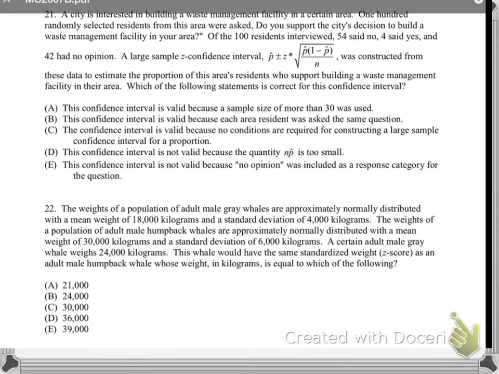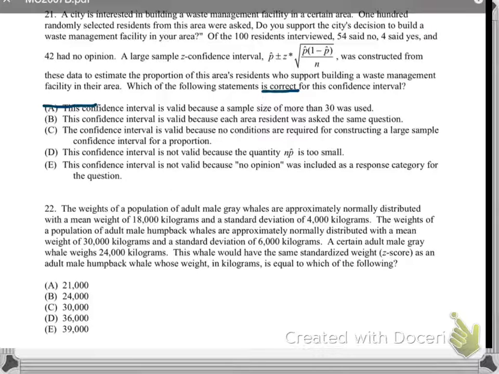All right, so here's problem number 21, and it's about a confidence interval. And they said, which of the following statements is correct? Okay, this time it's is correct, it's not a not for this confidence interval. Okay, so the confidence interval is valid because the sample size is more than 30. Well, they're hoping that you get confused with means. Remember, for nearly normal, it's better to have a large sample size, and this is proportion, so two different things. Not A.